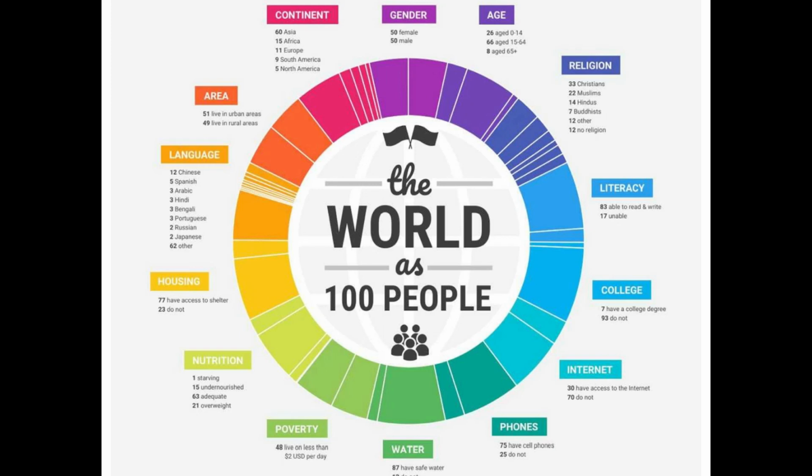Poverty, 48 live on less than $2 US dollars per day. Just see, 48 people, that is the poverty. Similarly, nutrition, housing, and languages, area wise, 51 live in urban areas and 41 live in rural areas. So that's how the population is being divided. It is much better with your pie diagram or your donut diagram. Even if you put in the percentage, everybody is able to understand.